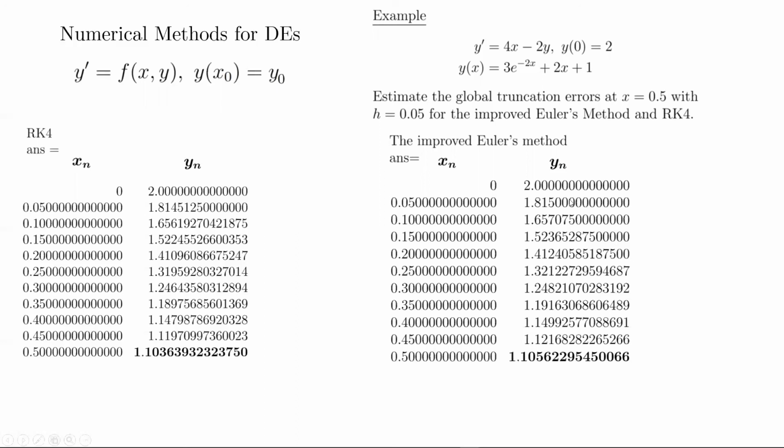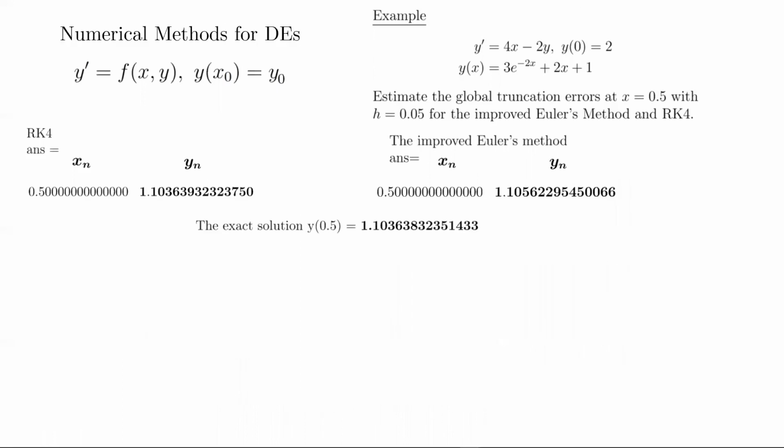It turns out that when x equals 0.5, if I put 0.5 into the exact solution here, wherever I see x, the exact solution is 1.103638. So you can see it's much closer to the RK4 method solution here. Just summarizing that, the approximated values for RK4 and improved Euler at x equals 0.5 are shown in bold here, and the exact solution is shown below in bold. So let's calculate the error for each of these.